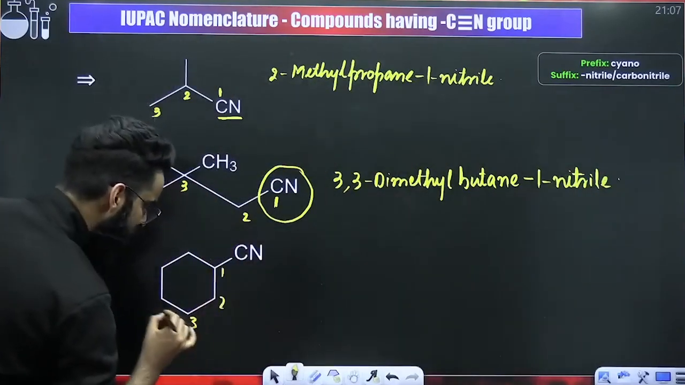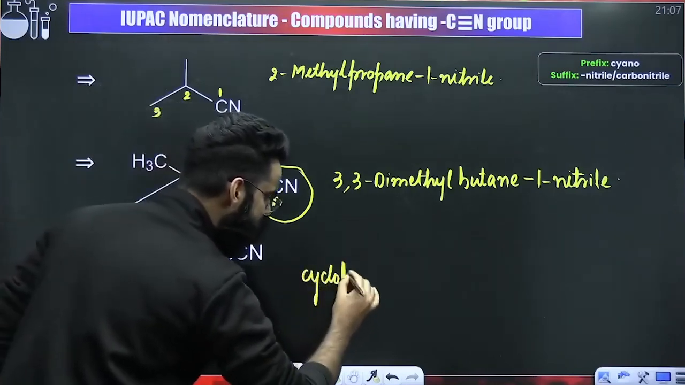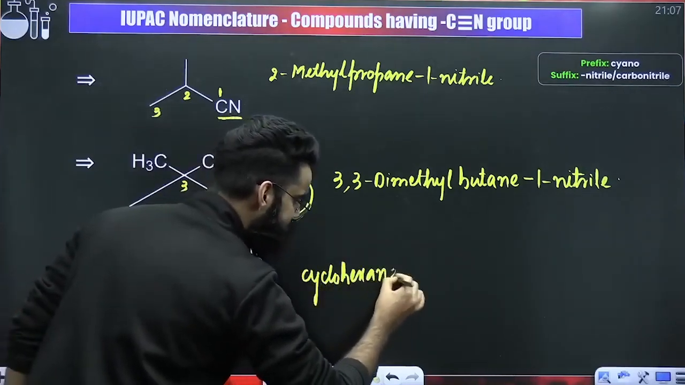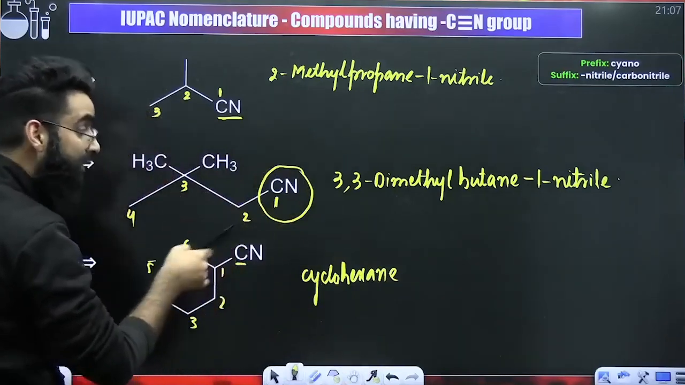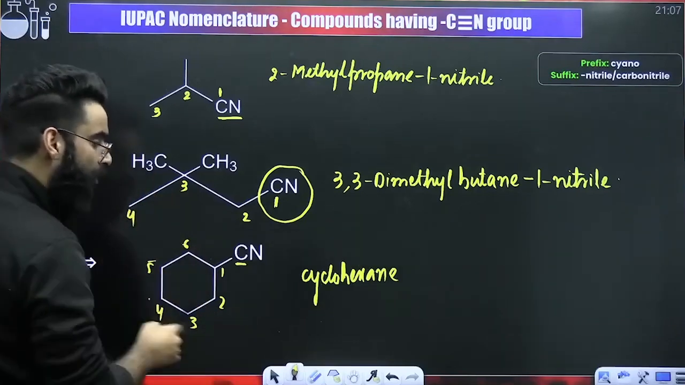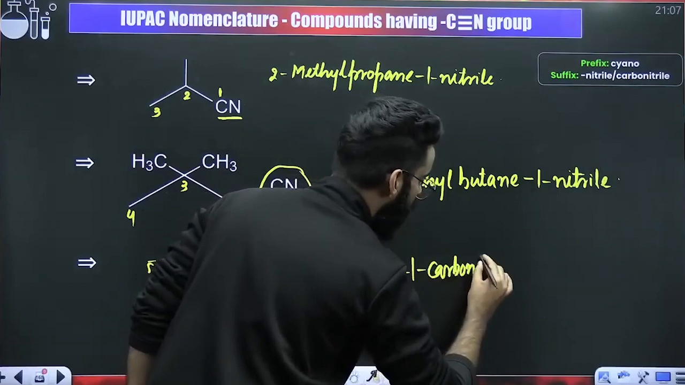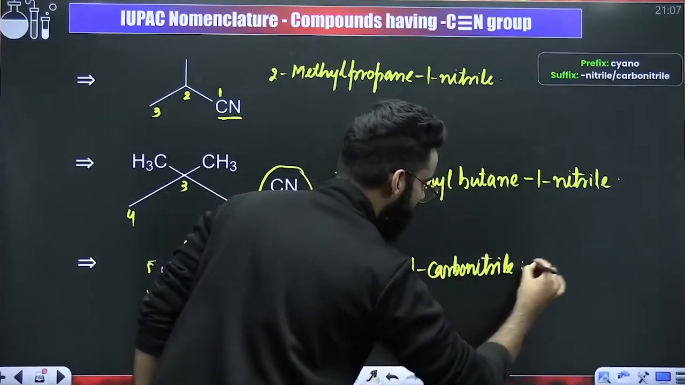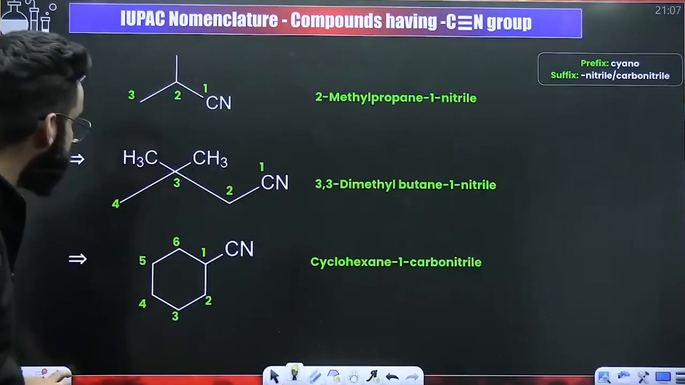Look at the next one. This is 1, 2, 3, 4, 5, and 6. So it is going to be cyclohexane. The carbon of cyanide is not the part of the main chain. The suffix used has to be carbonitrile. So cyclohexane-1-carbonitrile. I hope this is also done and dusted.